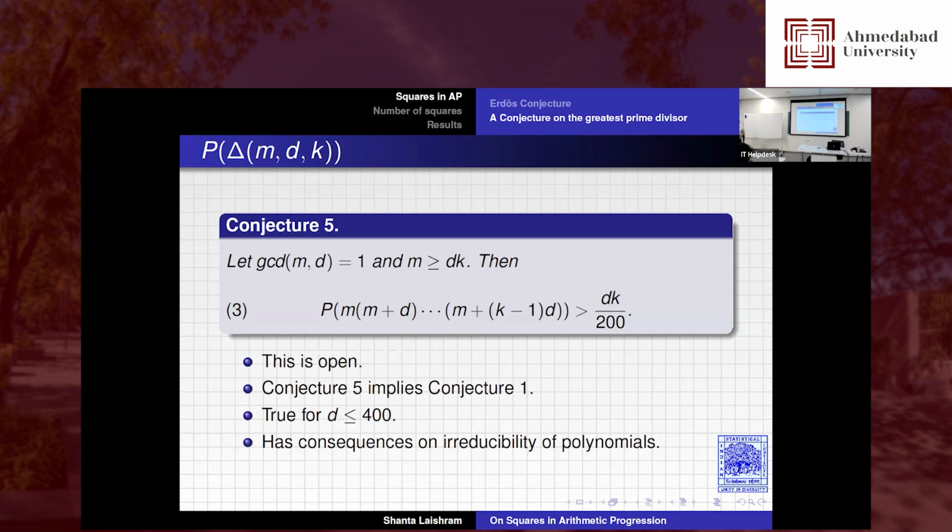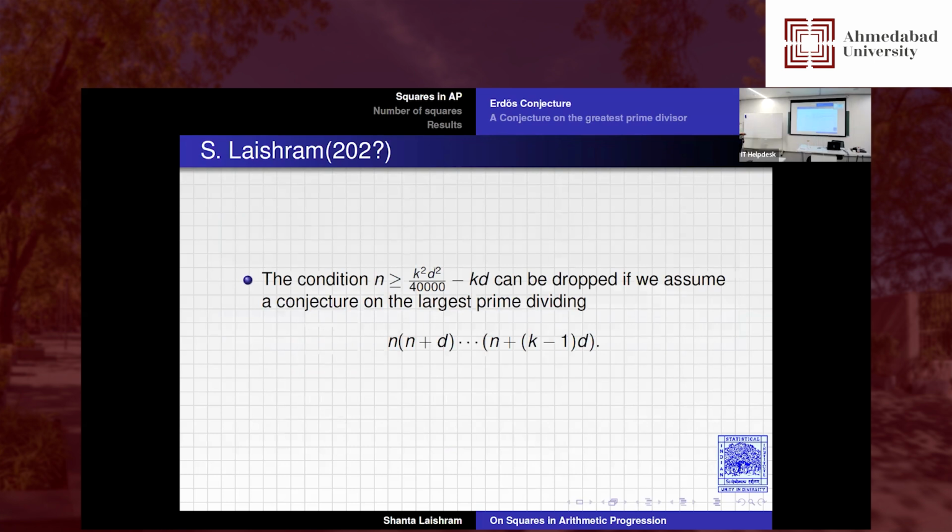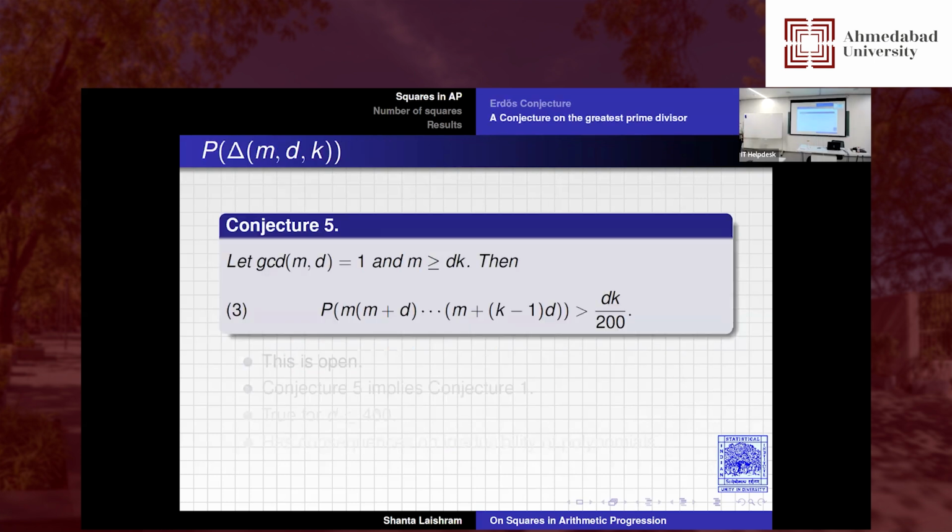Yes, the square of the first term. So basically, it was the square of this term.